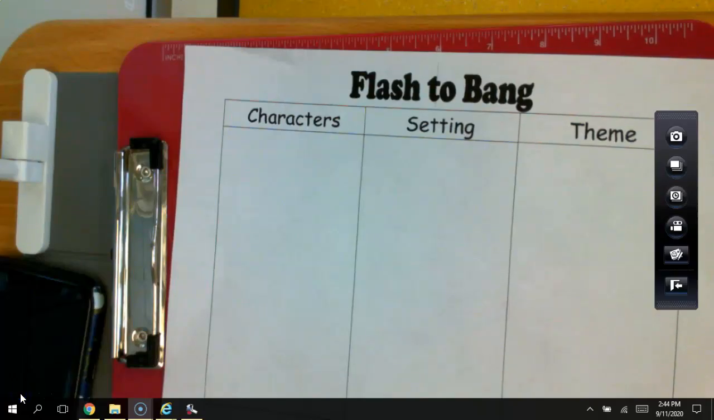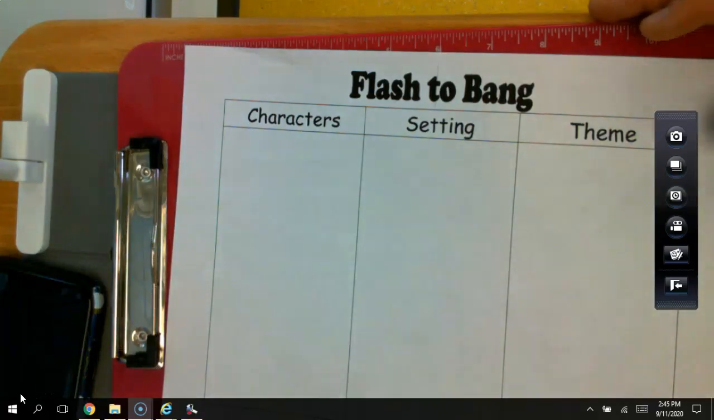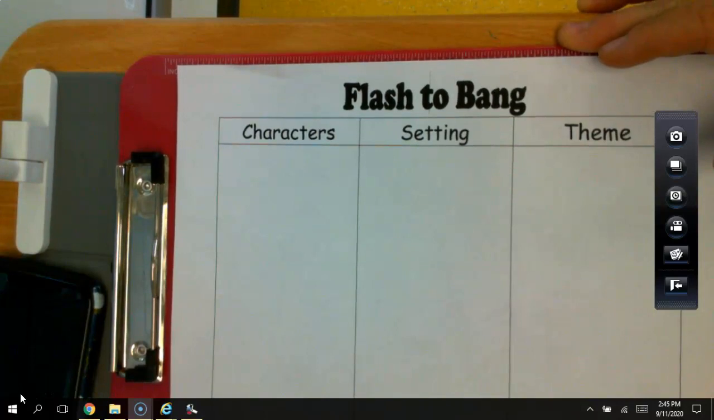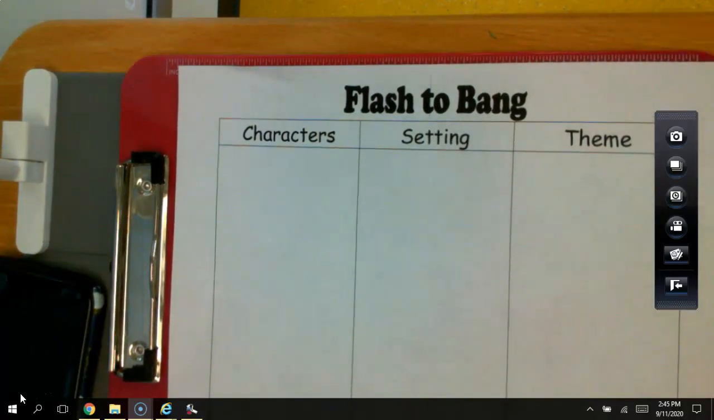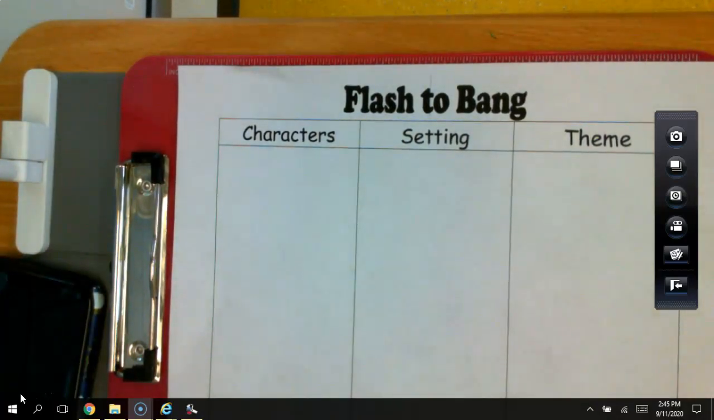Okay, boys and girls, we've read our story. I hope during that time you were listening to and trying to figure out who the characters were within the story, where and when the story took place, and was there a lesson that the author wanted us to learn? So I want you to go ahead and get out a piece of paper. It can be a piece of notebook paper, a scratch paper. Just get out a piece of paper, okay?